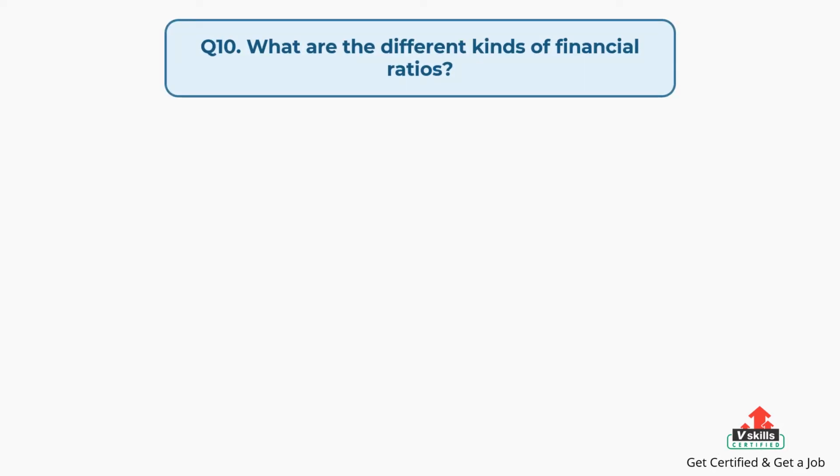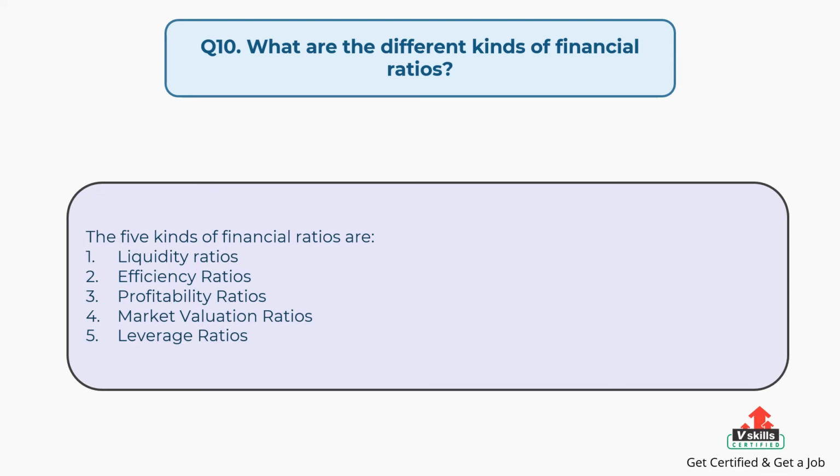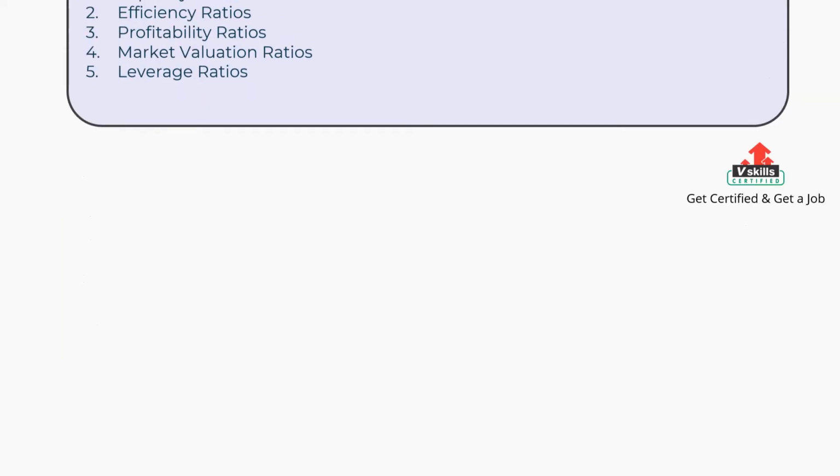Question number 10. What are the different kinds of financial ratios? The answer is, the 5 kinds of financial ratios are: first, liquidity ratios; second, efficiency ratios; third, profitability ratios; fourth, market valuation ratios; fifth, leverage ratios.